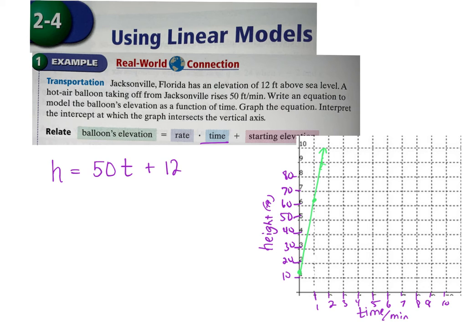It then wants us to interpret the intercept. Well, the intercept, we've already said, 12 represents our starting elevation, right? That's where we started from. So any questions about just representing a function with a graph? All right, you are going to try one. Check understanding. Suppose the balloon, and they change it a little bit.